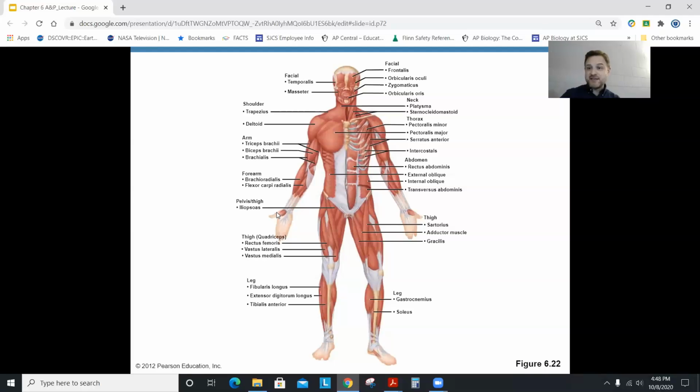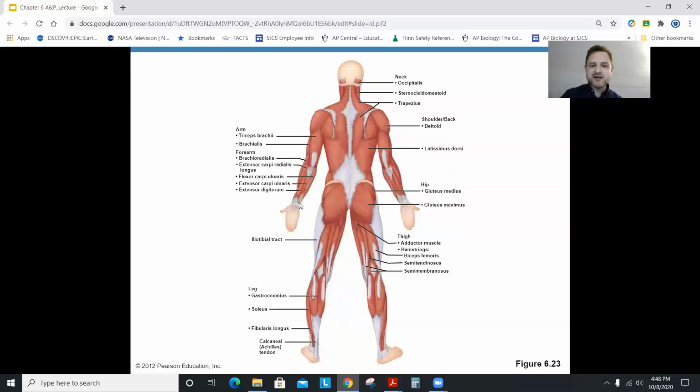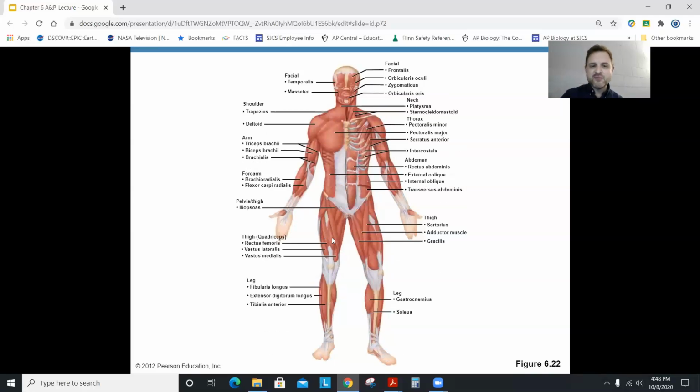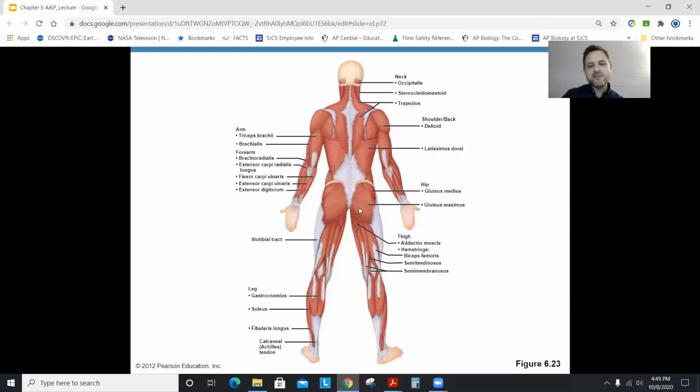Okay, so that's the end of the chapter. These last 2 diagrams that you have go through all the muscles. The ones that you would need to know for a diagram for a test, we'll talk about in class. But basically, we've gone through the vast majority of this diagram, the anterior side and the posterior side.